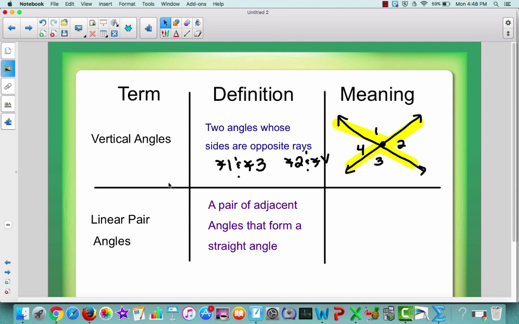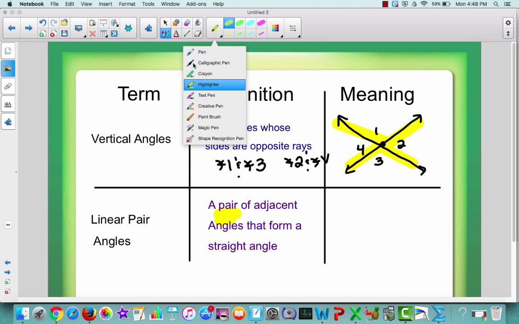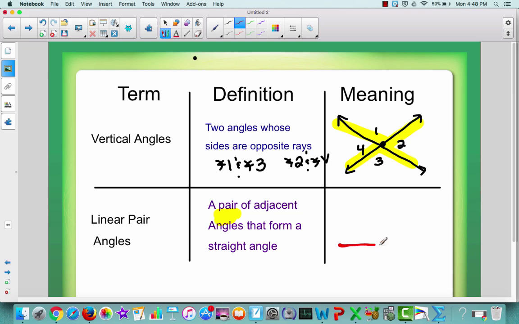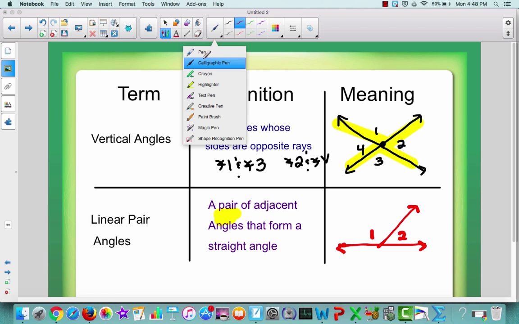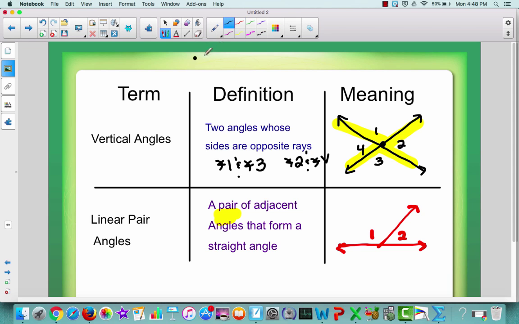All right, linear pair angles are a pair of adjacent angles that form a straight angle. Adjacent angles are angles right next to each other, but we need to be careful because the word pair means that there are two. Okay, so we have two angles, and it's going to look something like this. Here's a couple of angles, and I'm going to label this one 1 and this one 2. So angle 1 and angle 2 form a straight angle. So angle 1 and angle 2 add up to 180 degrees.